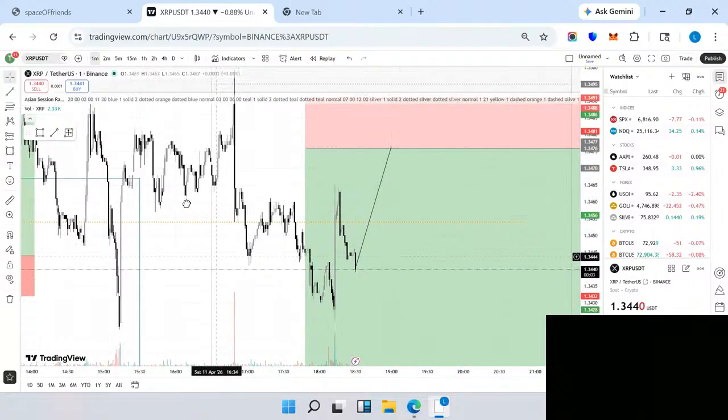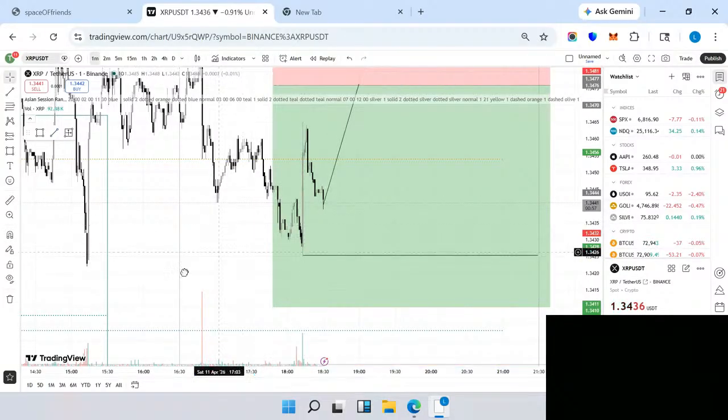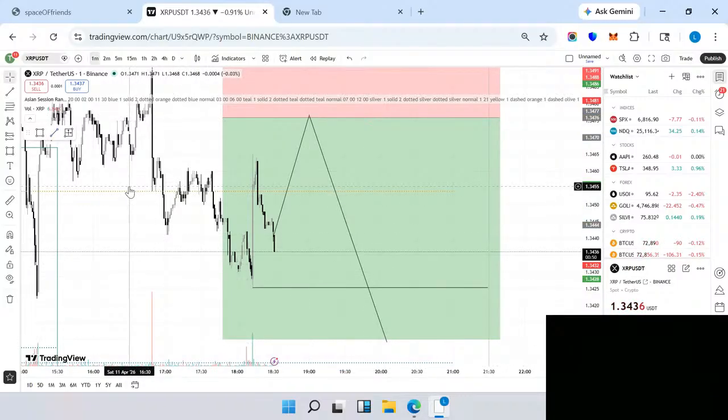Maybe after taking this liquidity. It's gonna take this sell side liquidity, go up from there, or maybe from here itself, and then from here the actual fall comes. Otherwise, we'll look for more setups.